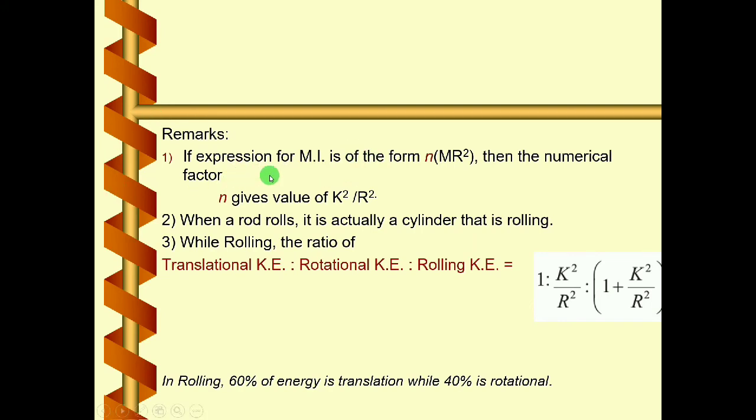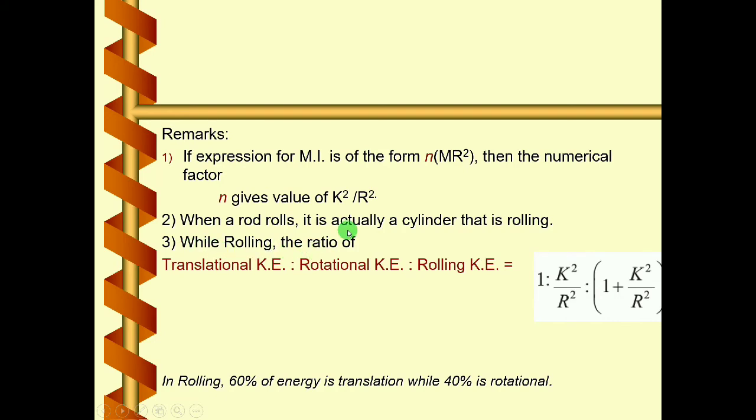Next, this is only a remark, you have to note it down: numericals based on these formulas can be asked to you, that's why we are taking this into consideration. If you are writing n m r square, this n is a numerical factor which gives the value k square upon r square. Similarly, if we consider a rod rolling, that is actually a cylindrical form, so rolling of a cylinder you will consider.